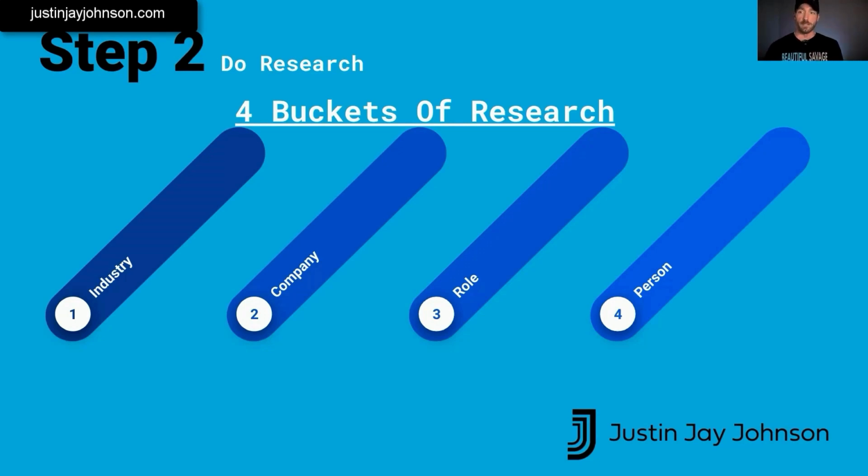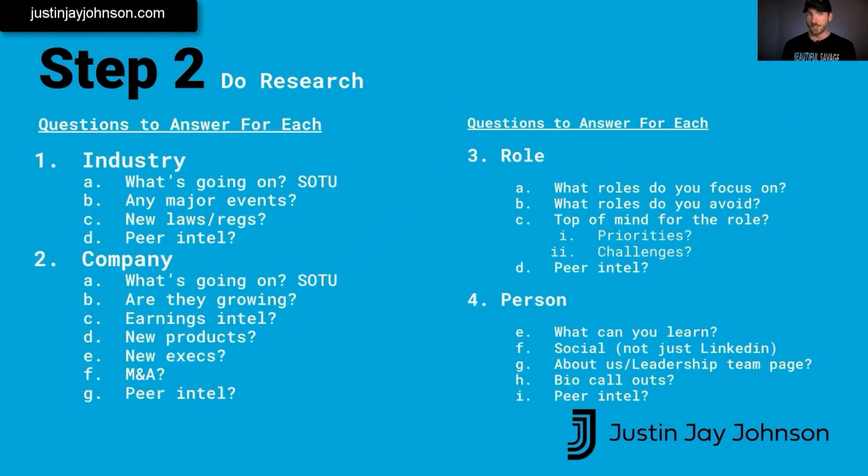So there's 4 buckets of research: industry, company, role, and person. So here's questions that you want to answer for each of them. I'm not going to read them all. This is another great place for you to pause the video because there's a lot here. But generally speaking, knowing what's going on in the State of the Union for whether it's industry, person, role goes a long way to help inform your messaging.